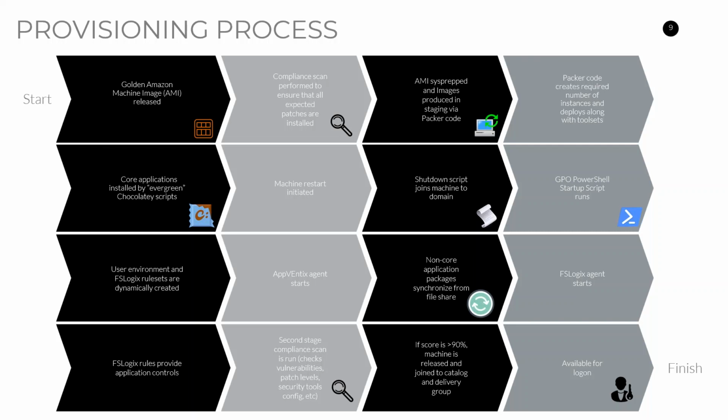So after that, we then sysprep this AMI and use Packer, infrastructure as code and Jenkins pipelines and all sorts of stuff that I don't fully understand because my cloud ops teams are such clever guys. It then creates and produces them in the staging area through all this infrastructure as code, creates the required number of instances, and deploys them with a base operating system with all those patches in there, along with little bits of tool sets like Chocolatey, which is in there.